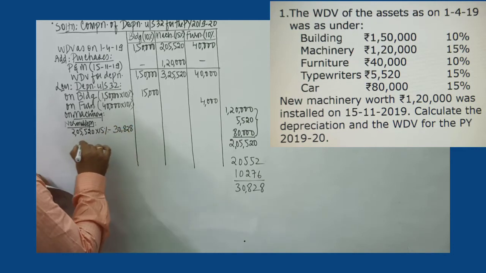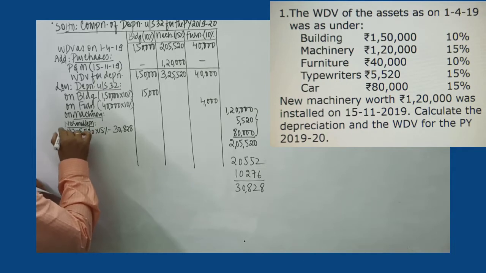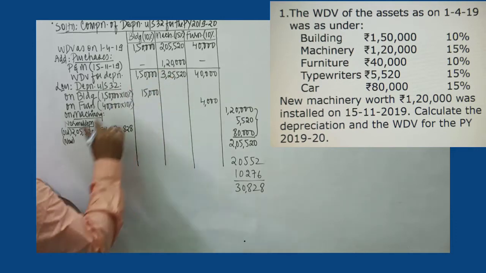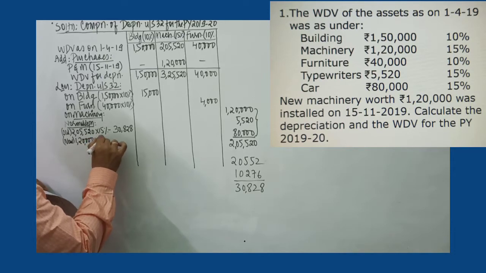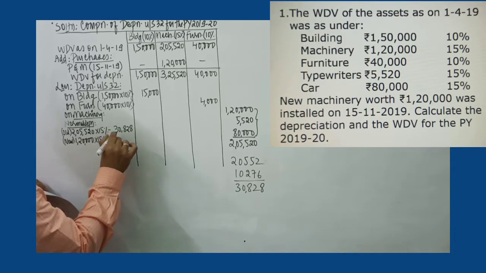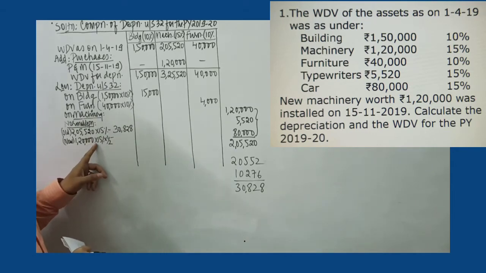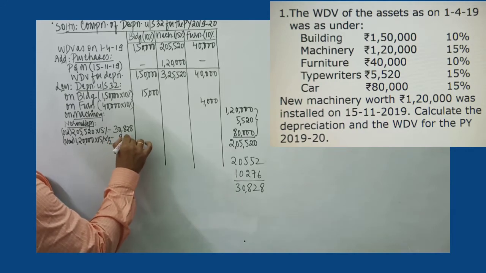30,828. Then we will have this on old plant and machinery. Now we take the new plant and machinery. On new plant and machinery, 1,20,000. The rate is 15%, but since it is put to use for less than 180 days, we take only half year's depreciation. So 12 plus 6, 18,000. Half of that would be 9,000 rupees.